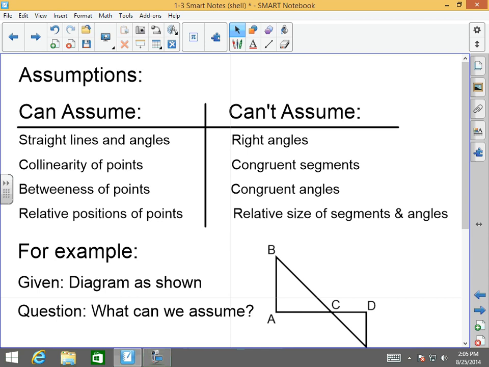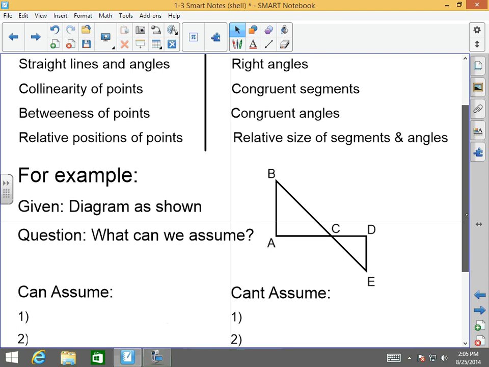And relative size of segments and angles. You can't assume that. You just can't say, oh, that's about 9, or it's a 42-degree angle. You cannot assume that. These things are really important for you to remember, so please try to do so.